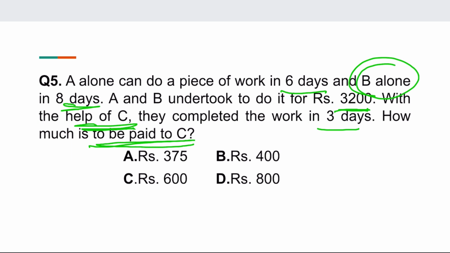So they have actually completed the work in 3 days with the help of C. If C wasn't there, obviously they would have taken more time, because initially there were only 2 people, A and B, and now they took help from another person. So they have completed the work in 3 days. So how much is to be paid to C? They have to find this. Suppose C is doing an internship with A and B. A and B are like the heads. So how much do they have to give to C, because C has helped them?